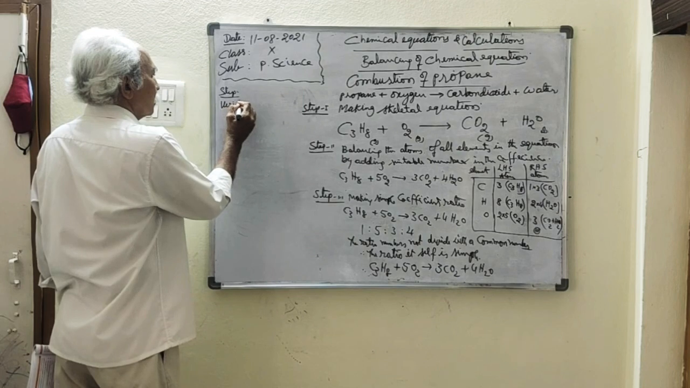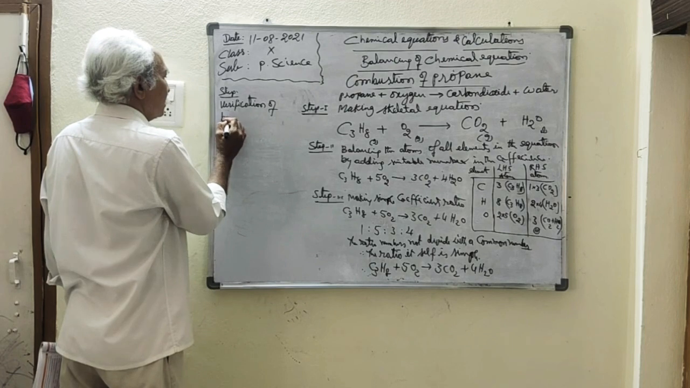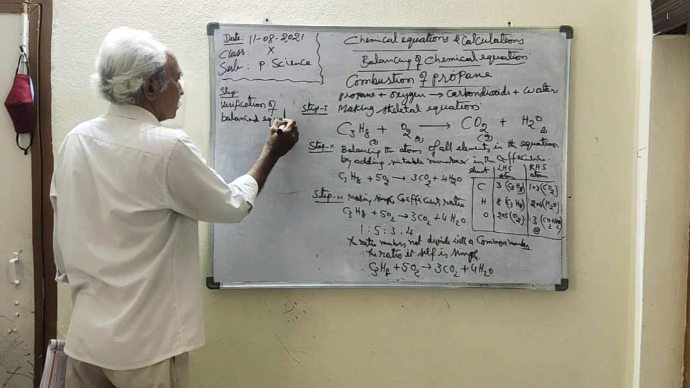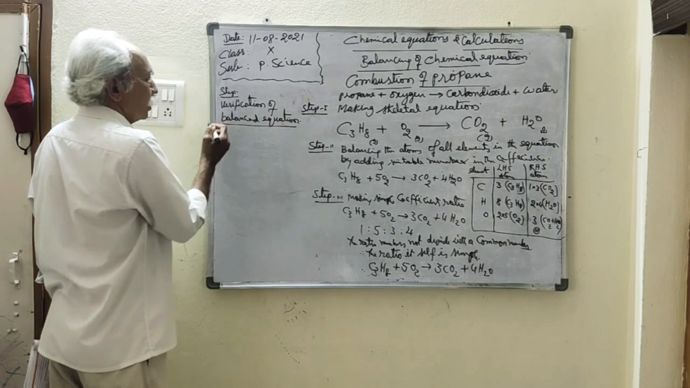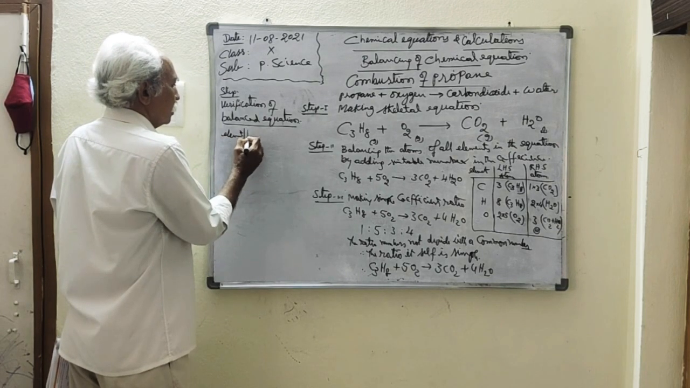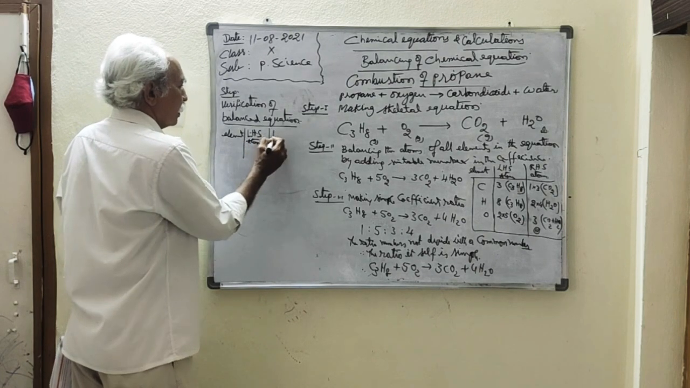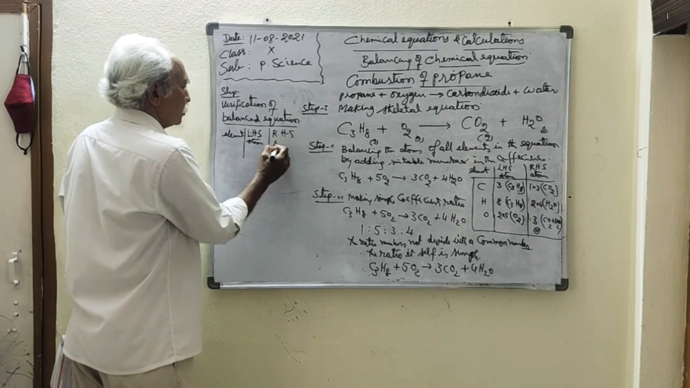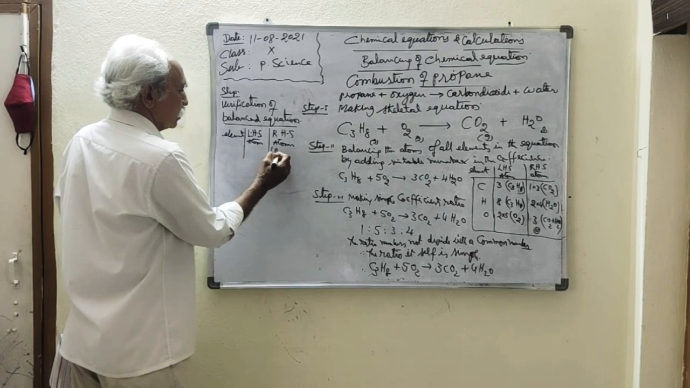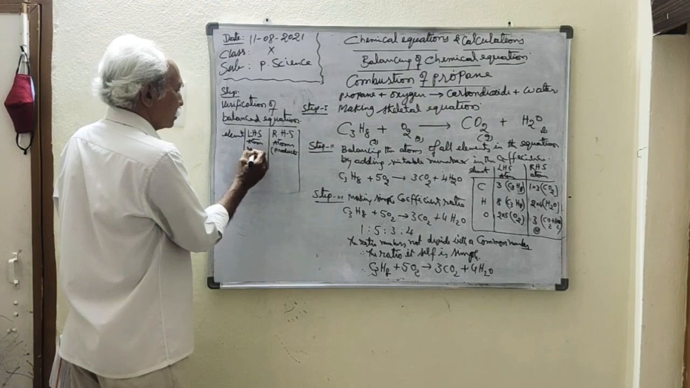verification of balanced equation. Here is again element, left hand side atoms, right hand side atoms. Left hand side means reactants. These are the products. These are the reactants.